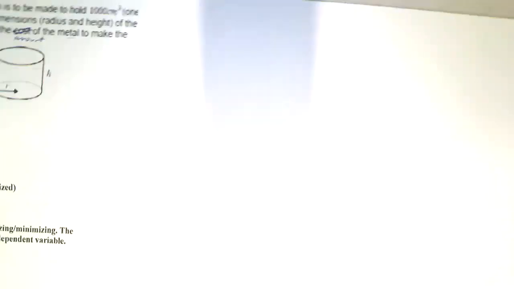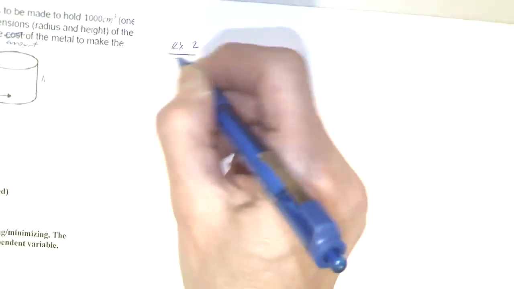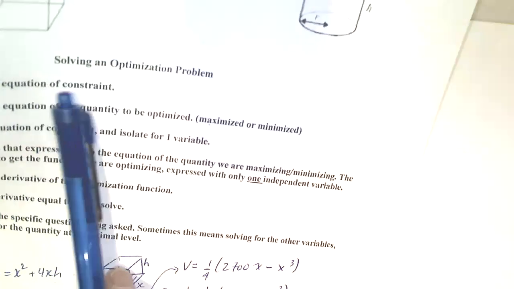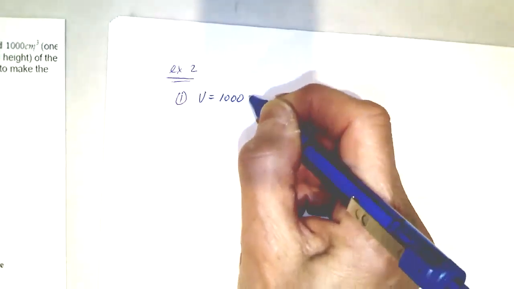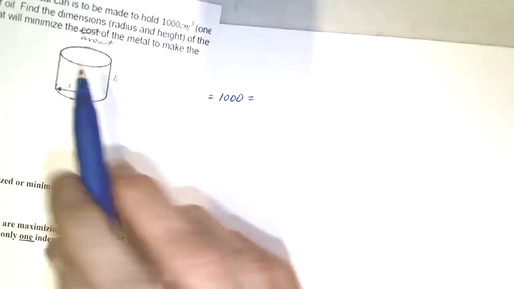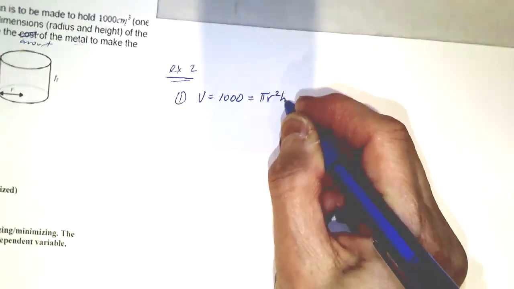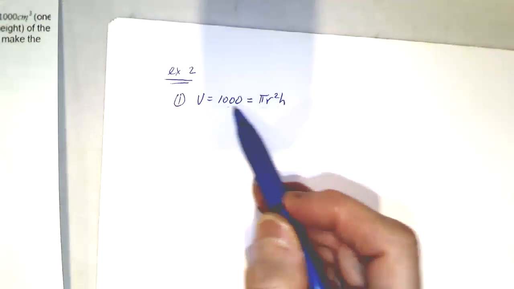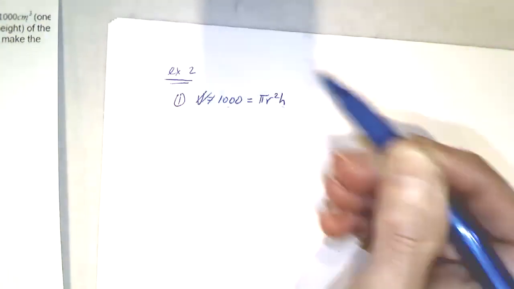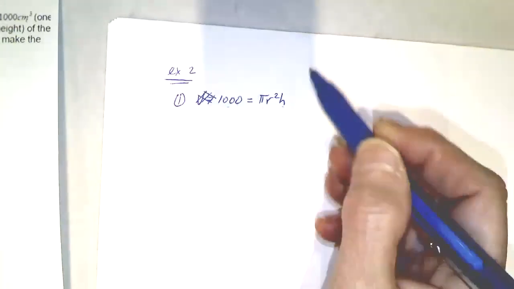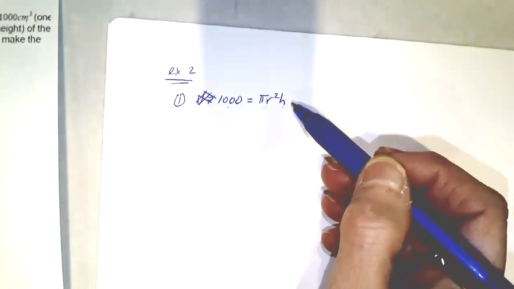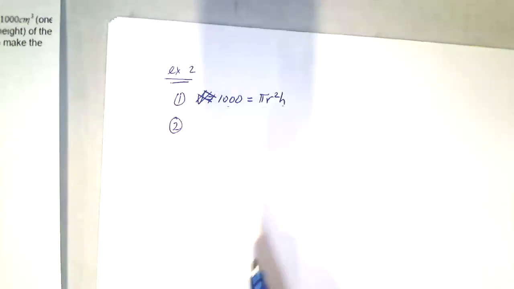To solve this question, this is example number 2, I'm going to start step 1 by writing the equation of constraint. I am constrained by the 1,000 cubic centimeters, and the volume of a cylinder is pi r squared h. So that's step 1. That is my equation of constraint. The equation of constraint always has a numeric value on one side and variables on the other.